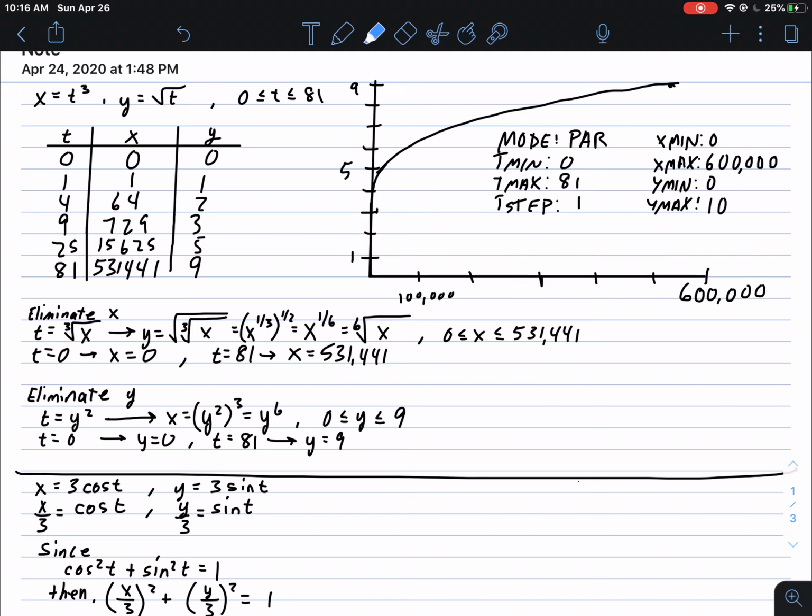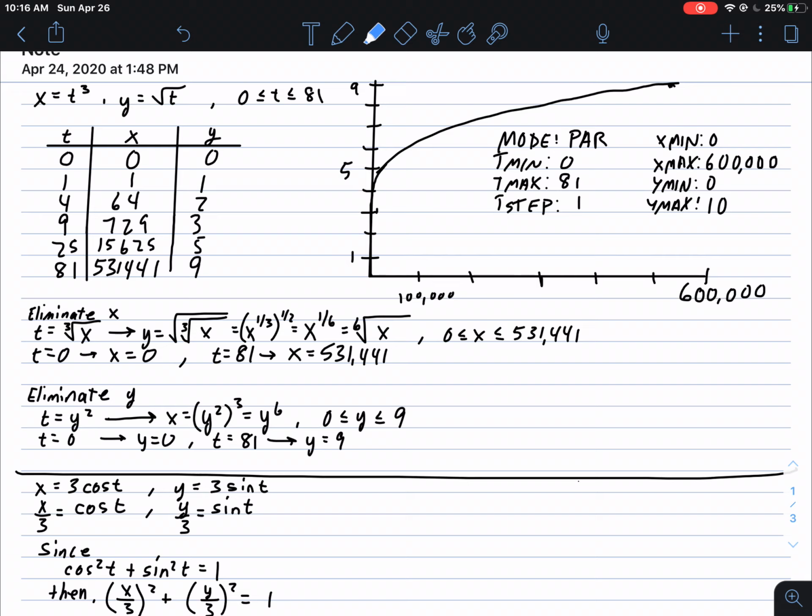Now I went ahead and made a little table of values. I'm going to be a little bit careful here in terms of the values that we plug in because of the calculations that we have to do. Remember, y is the square root of t. So I could plug in anything between 0 and 81. What I chose to do was plug in a few perfect squares so that when you did the square root of t, you got nice numbers.